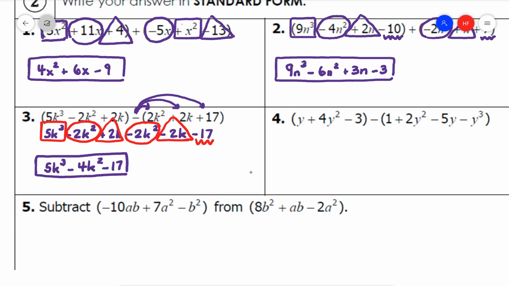So we could write this, but what's the point of this? So instead of including the 0k, I just went ahead and went straight to the constant. So it is okay to skip your powers if they don't exist in your problem. So just be aware of that.